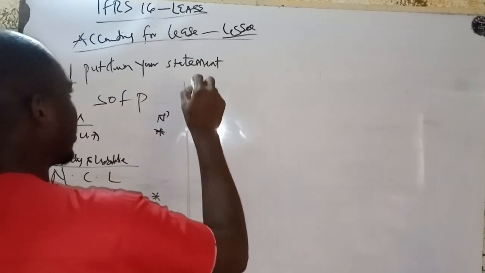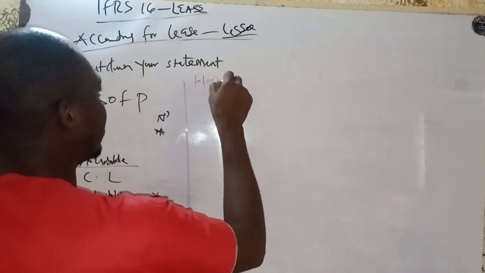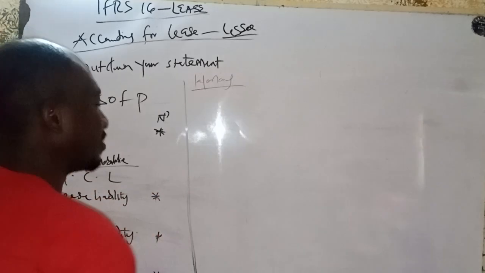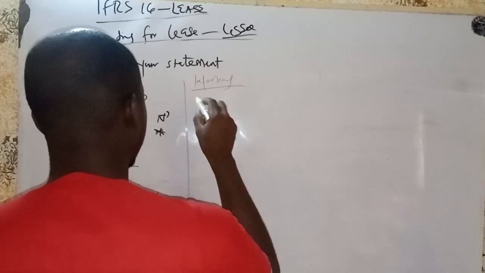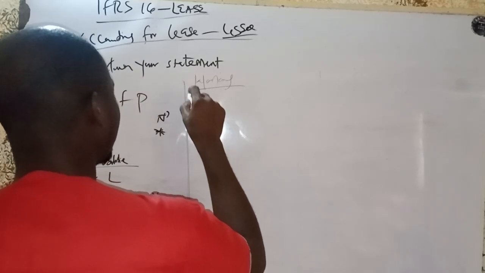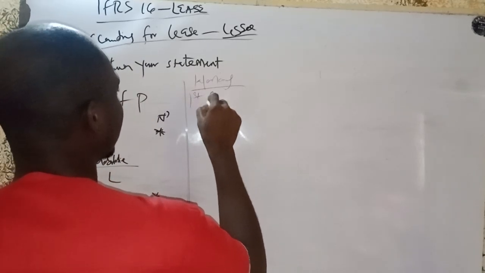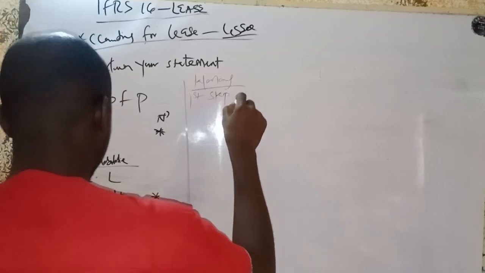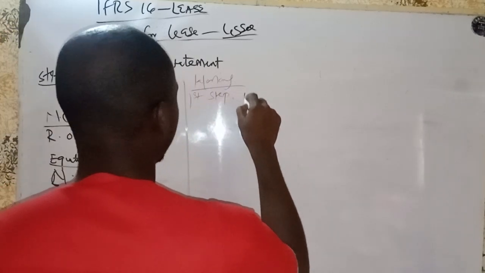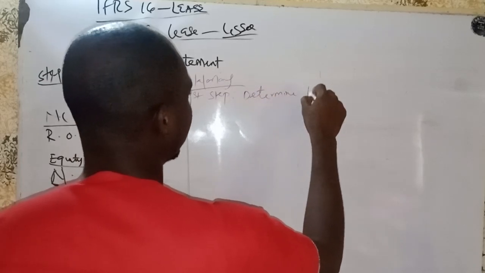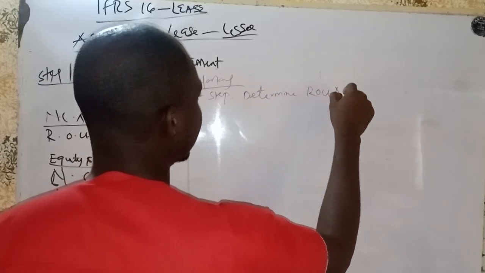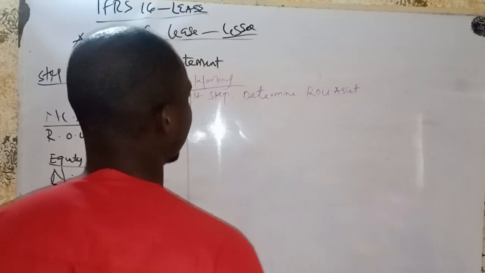Under the workings, sorry, I'm going to use red now because my marker is printing. Under the workings, you have the first step first. The first thing you are going to determine under your lease payment is your right of use asset. That's the first step first.